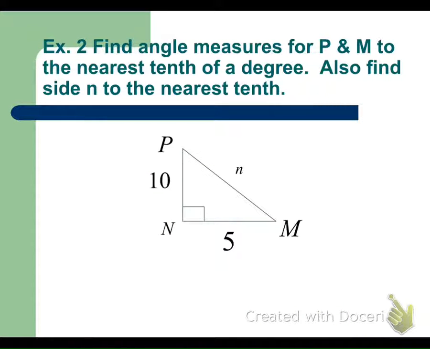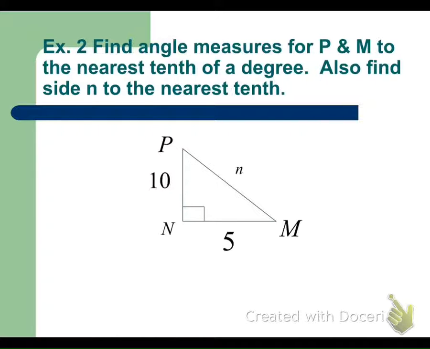Okay, so for example 2, find the angle measure for P and M to the nearest tenth and also find side N. So which one do you guys want to do first? Find the side or find the angle? So let's find our angles. If we're going to find our angles, we have angle M and angle P that we're trying to find.